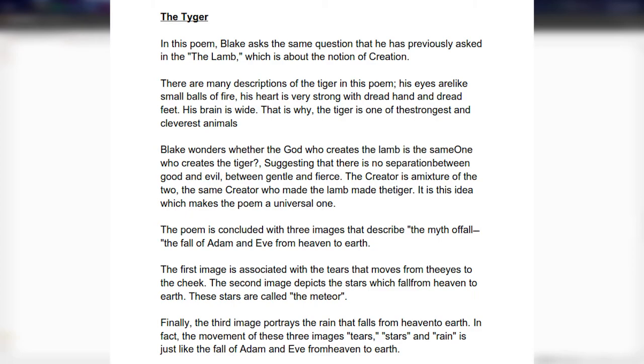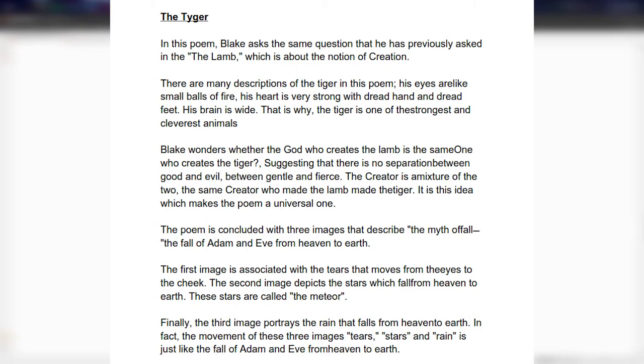Look at it. Look at the hand of the tiger. Look at the feet of the tiger. Dread, dread, dread. Fear, fear, fear. His brain is wide. Wide brain. That is why the tiger is one of the strongest and the cleverest animals. Strength, physical, but cleverness, the brain. Cleverness, the intelligent aspect, though, of course, intelligence is not given to the animal, it is given to the human only, but as I say, he's a symbol. All right, considered one of the cleverest animals on earth.